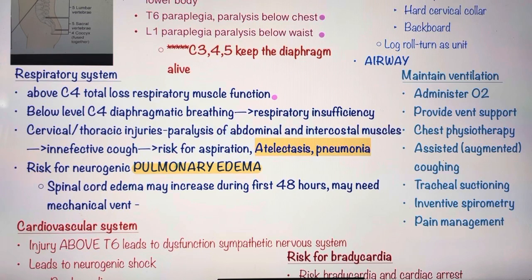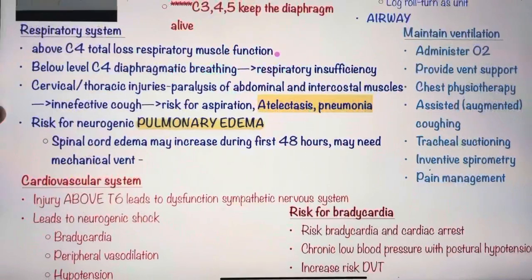You will always want to stabilize this patient to prevent lateral rotation. So a hard cervical collar or a backboard. We will always log roll these patients as a unit, and maintaining airway is always the priority, as I mentioned, maintaining ventilation and breathing. So administer oxygen, provide ventilation support, chest physiotherapy, assisted or augmented coughing, tracheal suctioning, incentive spirometer, and or pain management will all assist these patients with their respiratory function.